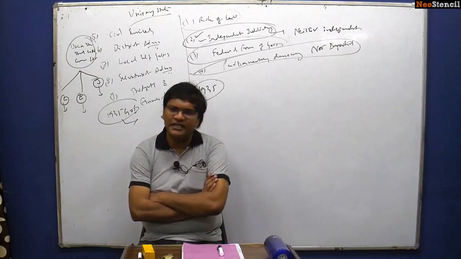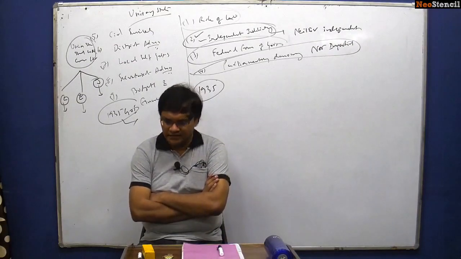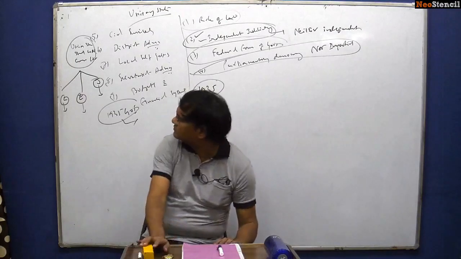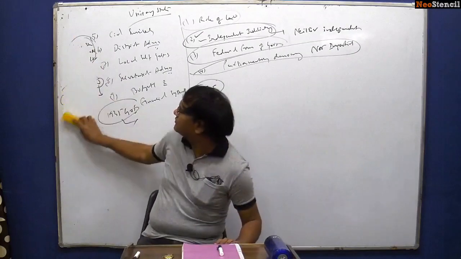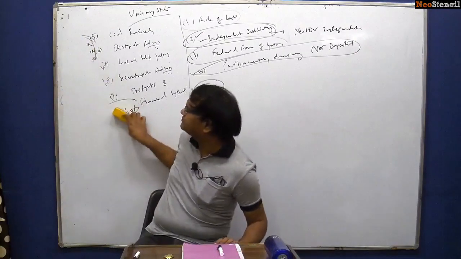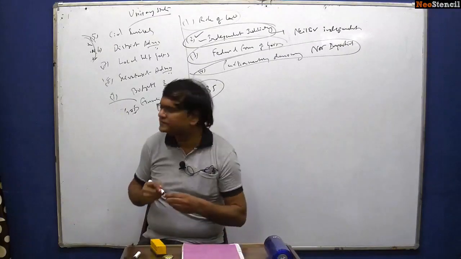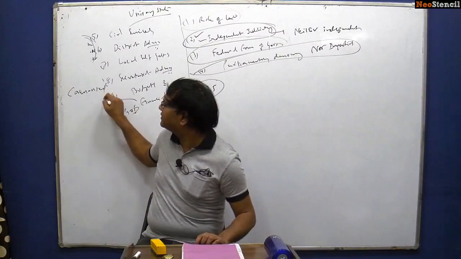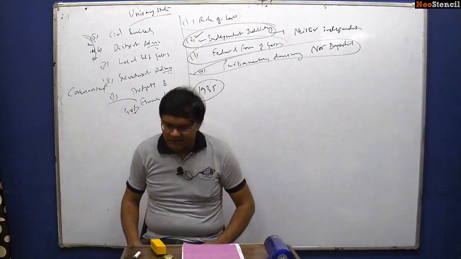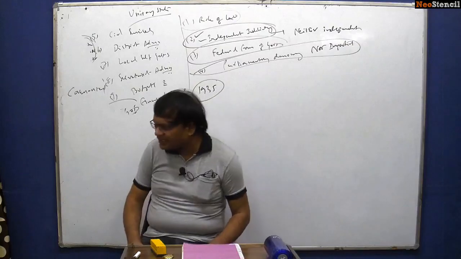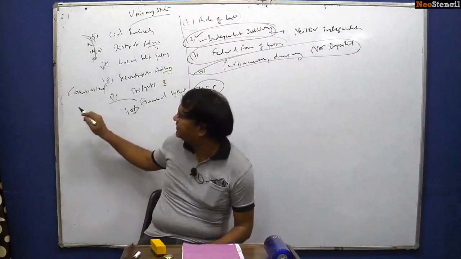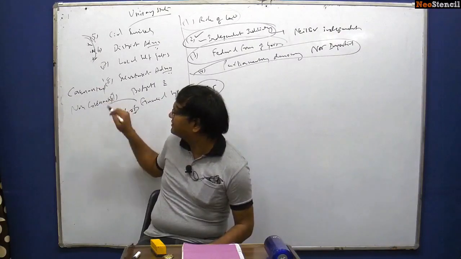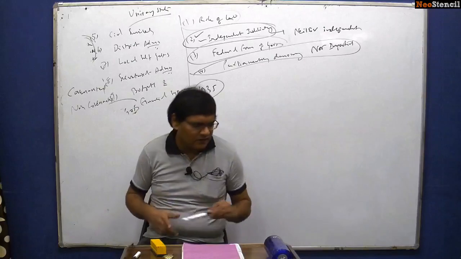So the civil services in India at that point of time were divided into two categories broadly. What are they? First one is covenanted, covenanted civil services. Second one is non-covenanted civil service.